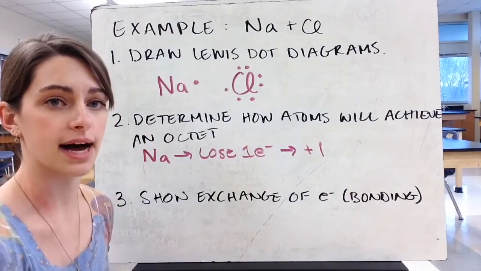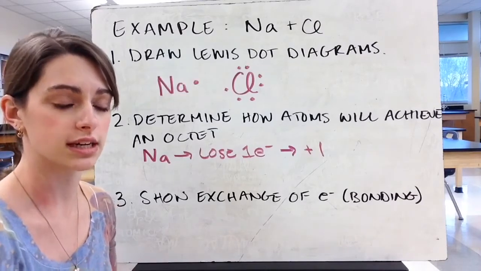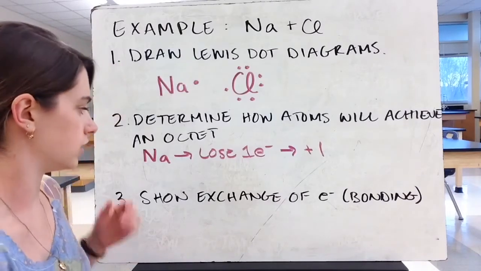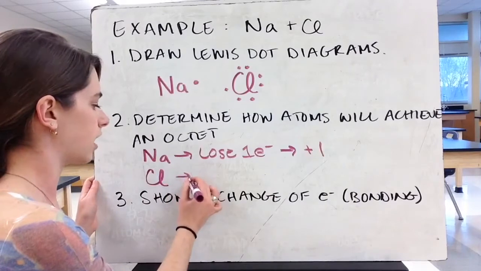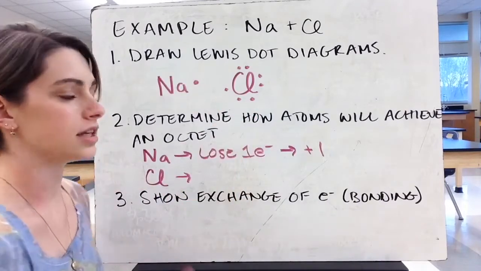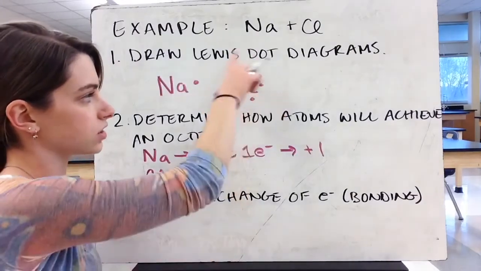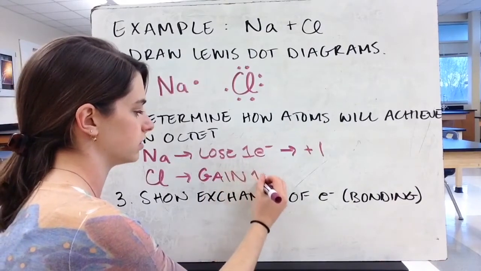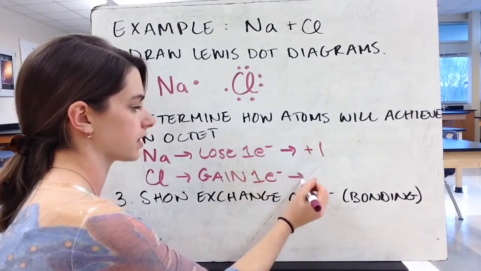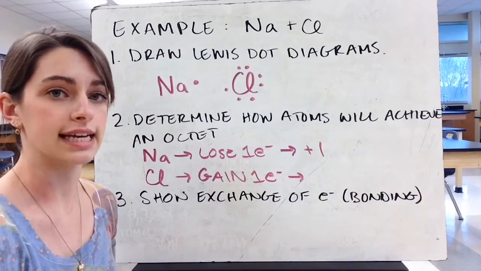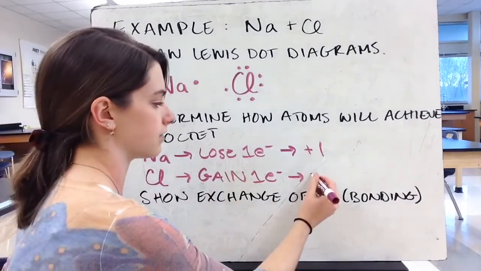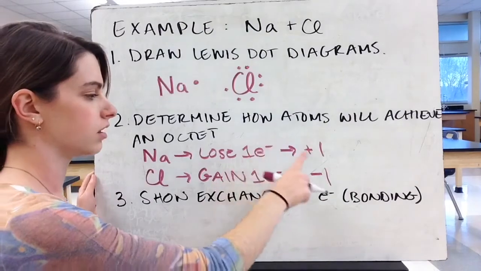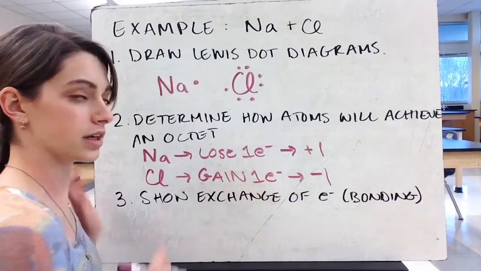Remember back to when we talked about positive and negative charges. If something loses an electron, it becomes positively charged. So our sodium is going to have a +1 charge. Chlorine, on the other hand, has 7 valence electrons. The easiest way for chlorine to get to 8 is not to lose its 7, but to gain just 1. So chlorine is going to gain 1 electron. And when we gain electrons, we end up with a negatively charged species. So it's going to have a charge of -1. So sodium is +1 because it lost 1 electron. Chlorine is -1 because it gained 1 electron.